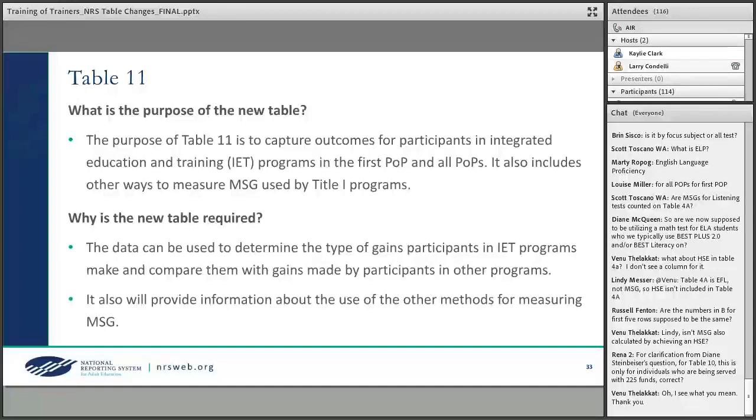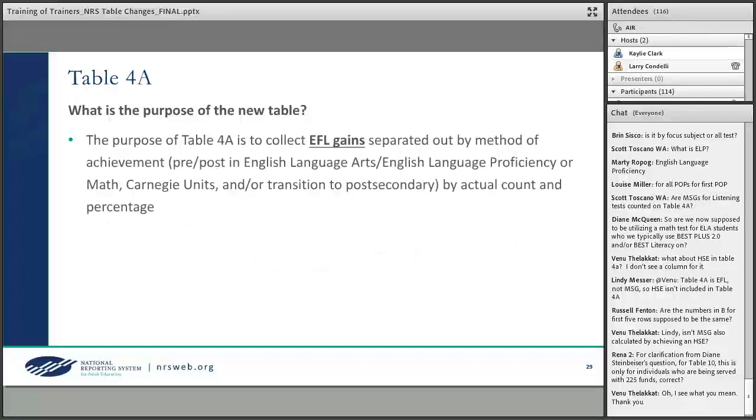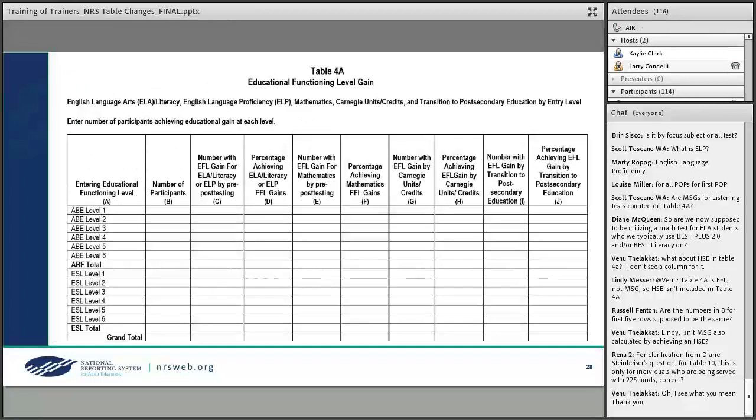Vino, yes, there is a column for getting high school equivalency, I believe, in 4A. For attain a secondary school diploma or its recognized equivalent, that is column F in the new table. Oh, are you talking about 4A? I'm sorry. 4A, let me look at it. Right, I'm sorry, it's not in 4A. High school equivalency is not an MSG in Table 4A. That actually would now be in Table 4, which is one of the reasons we added that new column in the future.